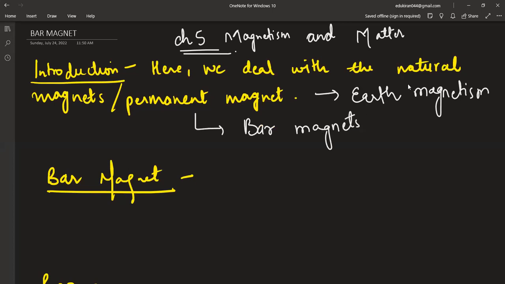These are the two portions which you have to study. So earth magnetism, it's a very short topic. I'll deal with it at the end. First, let us go into the details of the bar magnet, because this is also very small, but some details you have to remember, because you never know which small details are asked in the exam.